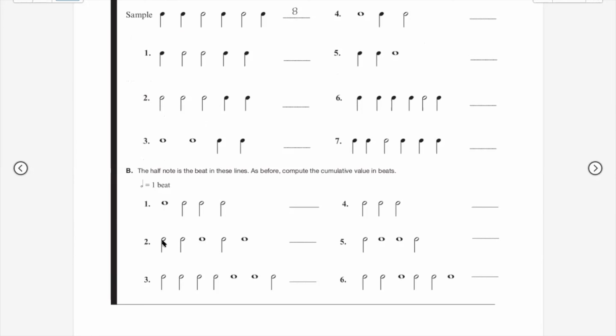Number 2, 1, 2, 3, 4, 5, 6, 7. Number 3, 1, 2, 3, 4, 5, 6, 7, 8, 9. Number 4, 1, 2, 3. Number 5, 1, 2, 3, 4, 5, 6. Number 6, 1, 2, 3, 4, 5, 6, 7, 8. And I hope I got all those right. If I didn't, I'm sure some of you will be more than happy to let me know.